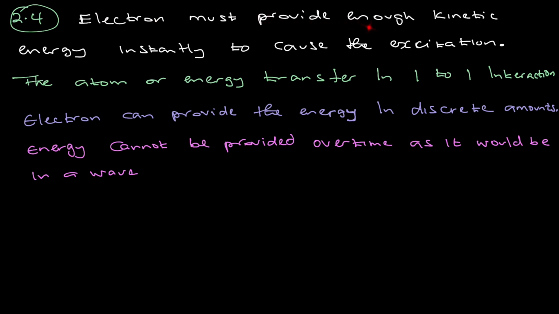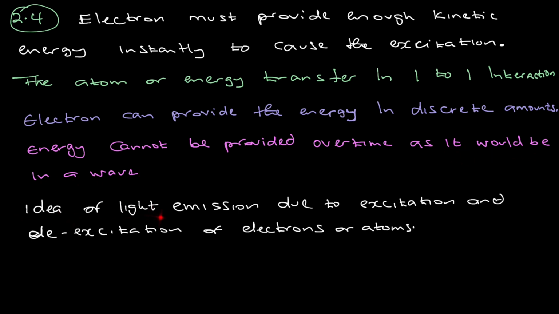Electrons must provide enough kinetic energy instantly to cause the excitation of the atom, or energy transfer in a one-to-one interaction. An electron can provide the energy in discrete amounts. Energy cannot be provided over time as it would be in a wave.